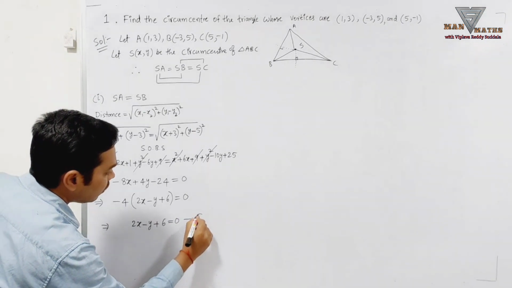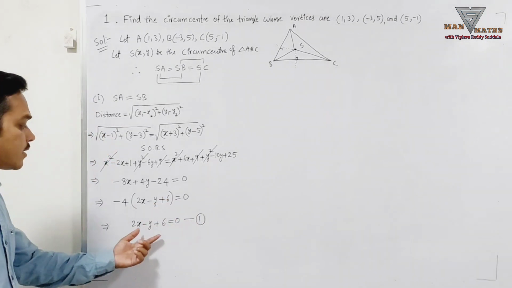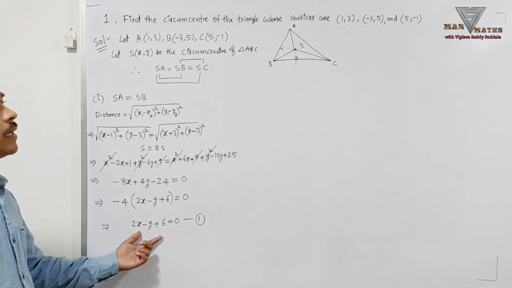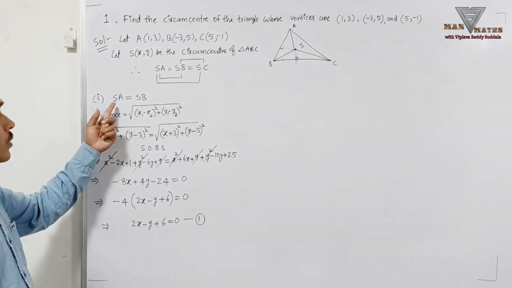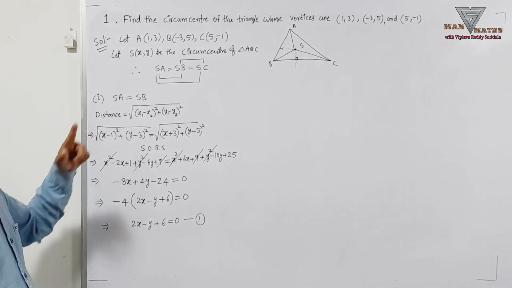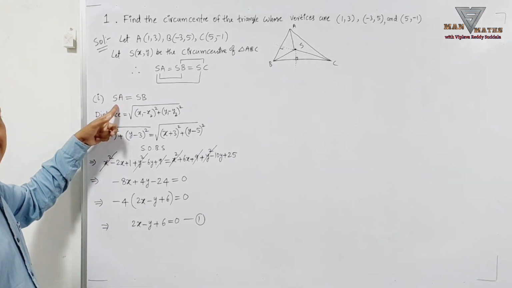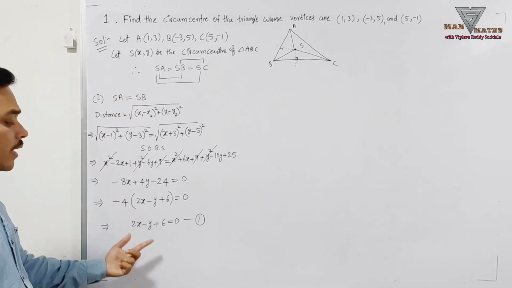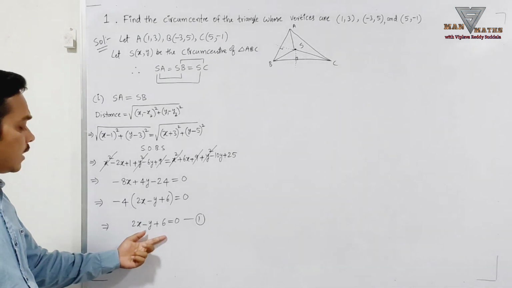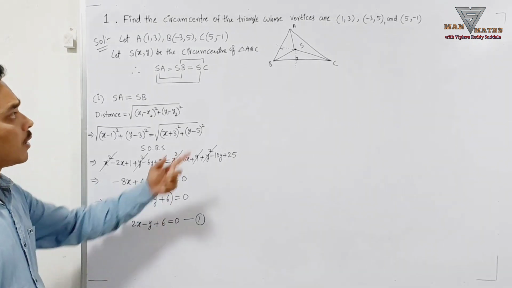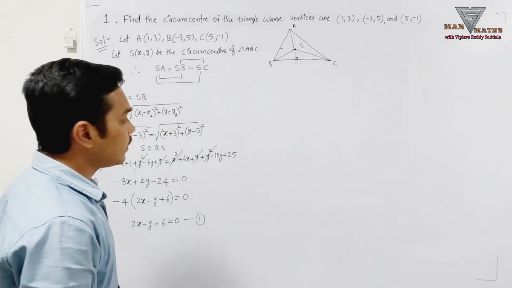So from this, we get 2x minus y plus 6 is equal to 0. This is equation 1. This equation represents the perpendicular bisector of side AB, because we used SA equals SB. Expanding SA equals SB, we get the equation 2x minus y plus 6 equals 0, which represents the perpendicular bisector of side AB.